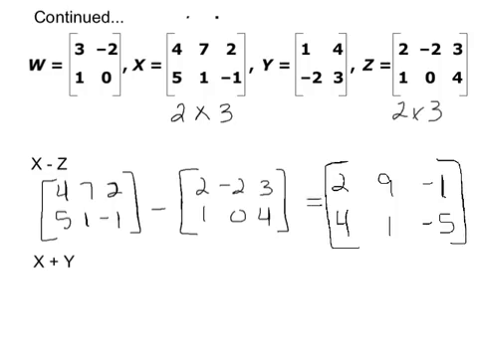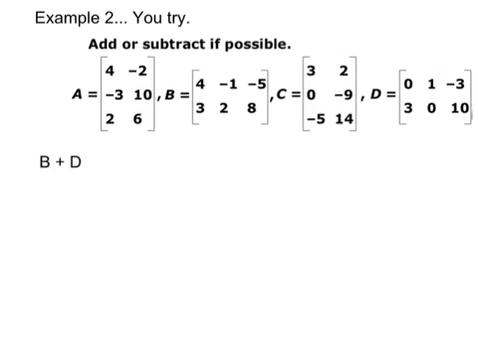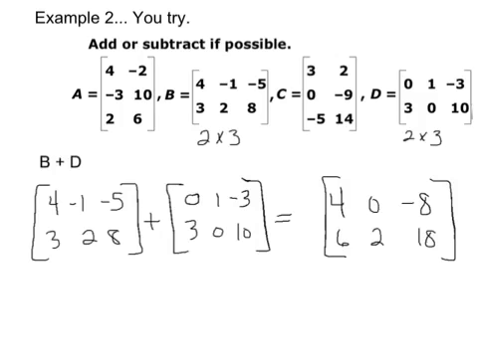Okay, let's try X plus Y. X is a 2 by 3, Y is a 2 by 2. They are not the same dimensions, so it is not possible. You don't have to do anything. Okay, you try this one. Add or subtract if possible. Push pause, please. There you go. Let's try another one.